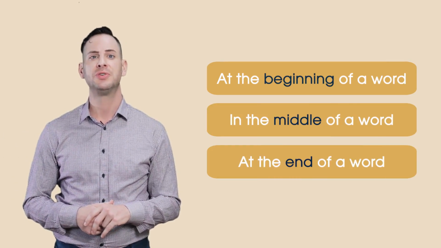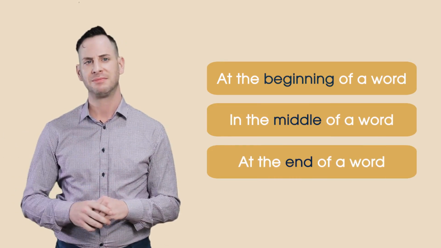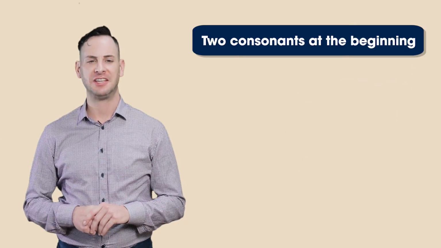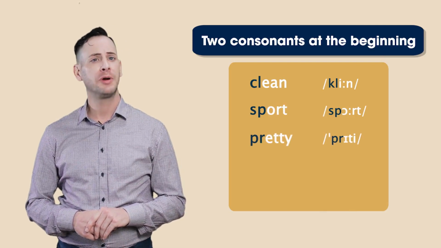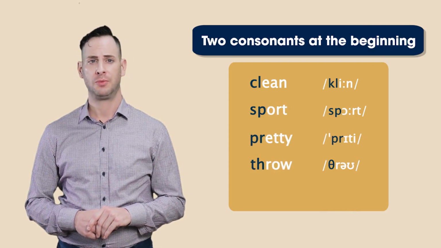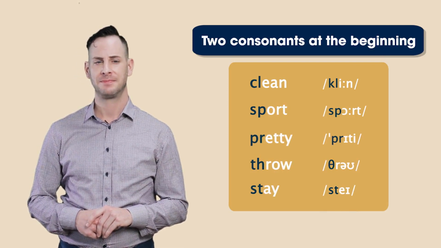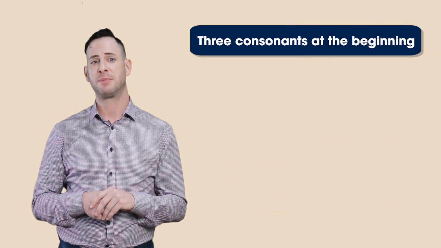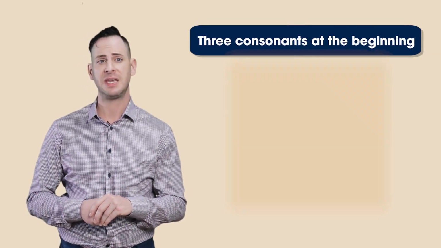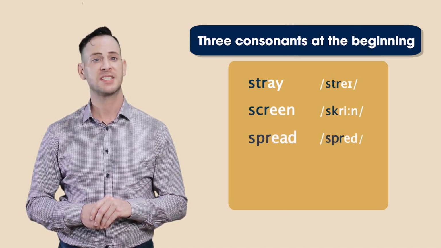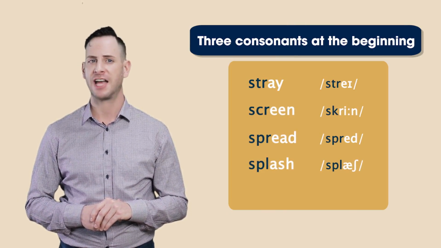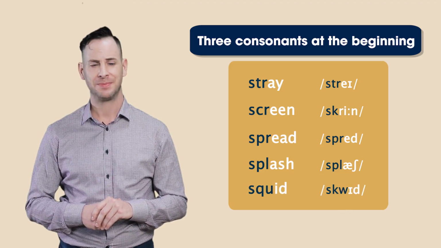Let's start with the two consonants at the beginning. Listen carefully. Clean, sport, pretty, throw, stay. Here are examples of 3 consonants at the beginning. Stray, screen, spread, splash, squid.